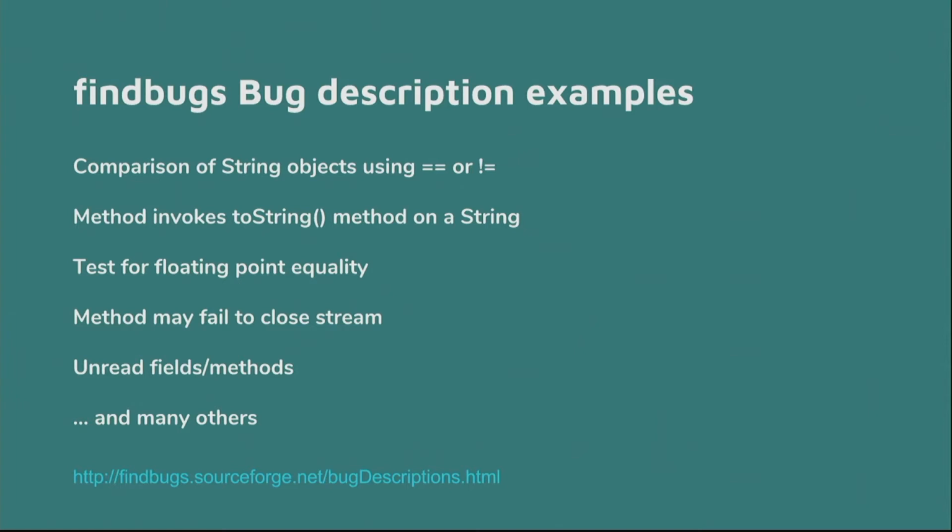Here are some examples. There are many of them, but just some of the more obvious ones. Like string comparison with two equal symbols instead of calling the equals method, method invokes toString on a string, test for floating point equality, and so on.